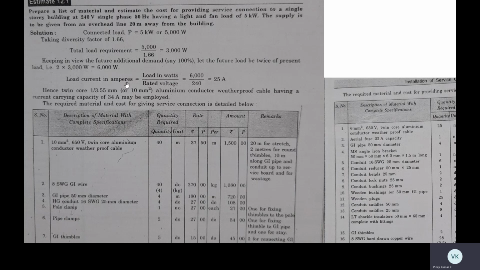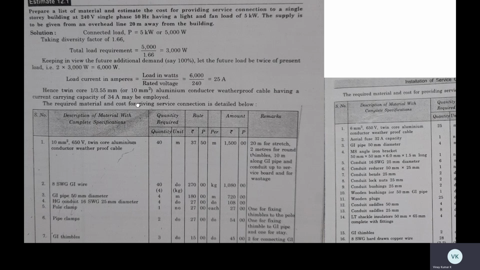Calculate it based upon Ohm's law. Just divide power by the voltage, then we get the current. So for 25 ampere of current, twin core 1 by 3.55 mm, 10 square mm aluminum conductor with weatherproof cable is enough. This is how the calculation is done for finding the size of the cable.